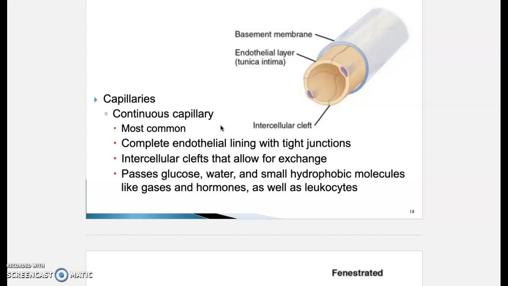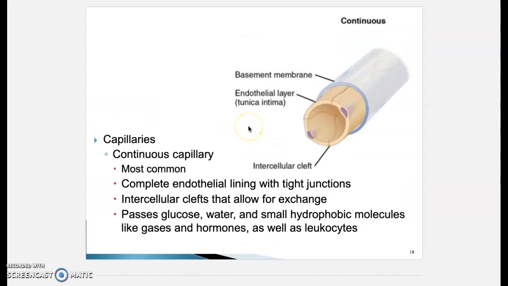There are three types of capillaries. In this slide, we see a continuous capillary. They have a complete endothelial lining with tight junctions and intercellular clefts that allow for easy diffusion and exchange of small molecules like glucose, water, hormones, and white blood cells called leukocytes. The intercellular cleft will open a bit wider so that leukocytes can readily leave the capillary in response to an injury on the body.